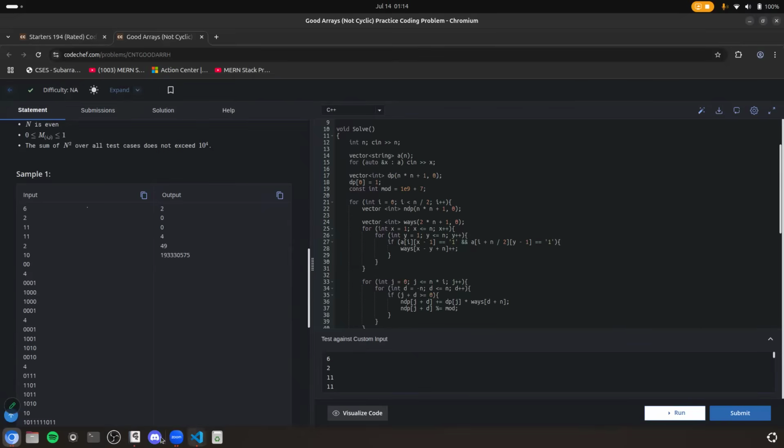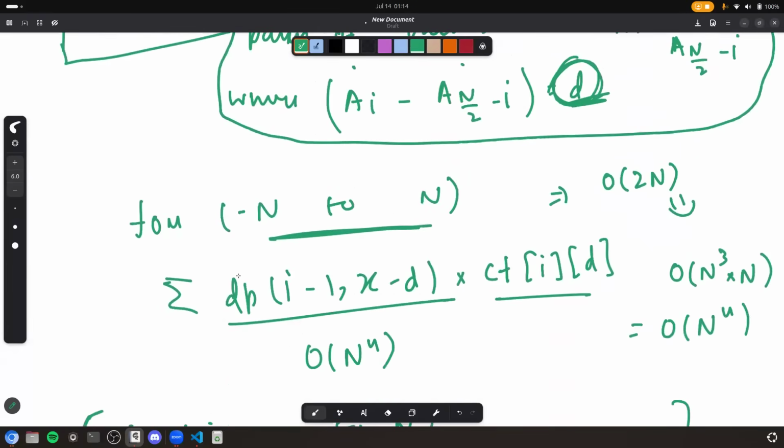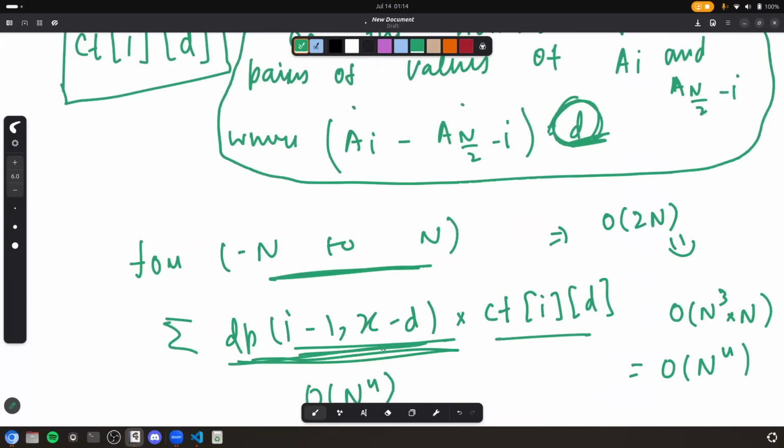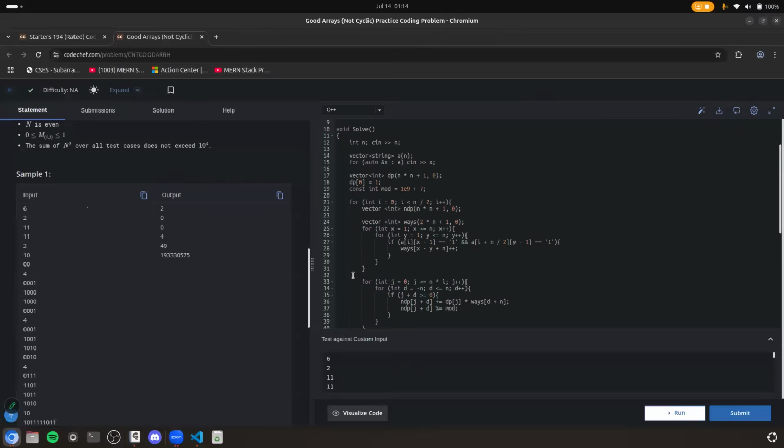Also, since the current state only depends on the last state, since dp of i is only depending on the last state x minus d, we can use previous dp and new dp to space optimize this. Then we won't have to actually allocate n cubed space, and we can just allocate n square space for the (i-1)th state, and from that we'll calculate the ith state, and from the ith state we'll calculate the (i+1)th state. I'll show you guys the code.